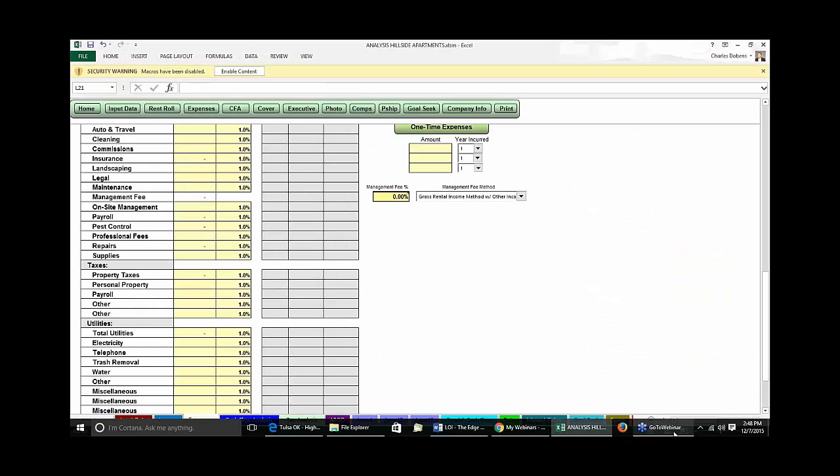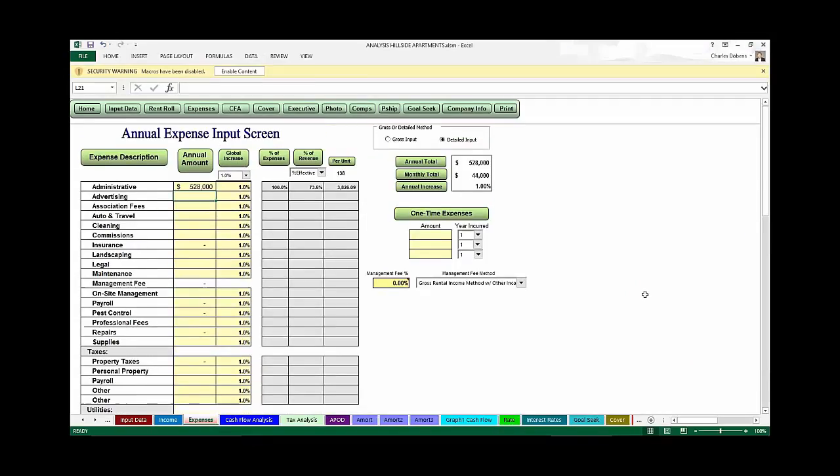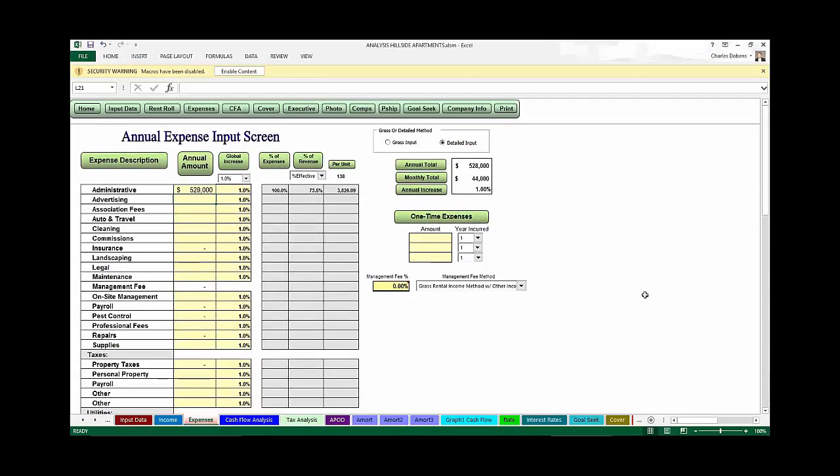So let's take a look. Get back here to the now. Remember, all we put in is the income and the expenses. Now we've got to put in the input data.